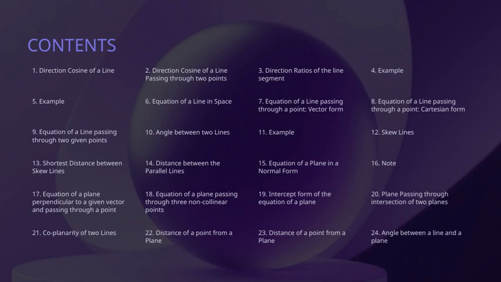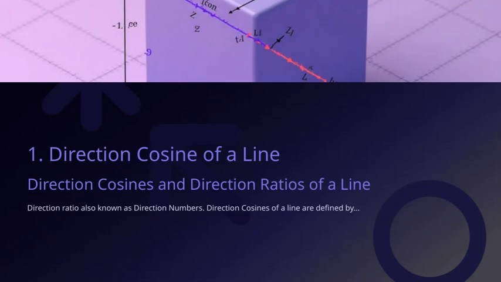Today, we're going to talk about direction ratios, which are also known as direction numbers. These are important because they help us understand the orientation of a line in space. Now, when we refer to the direction cosines of a line, we're talking about the cosines of the angles that the line makes with the coordinate axes. Essentially, these cosines give us a way to describe the line's direction in a very precise way.